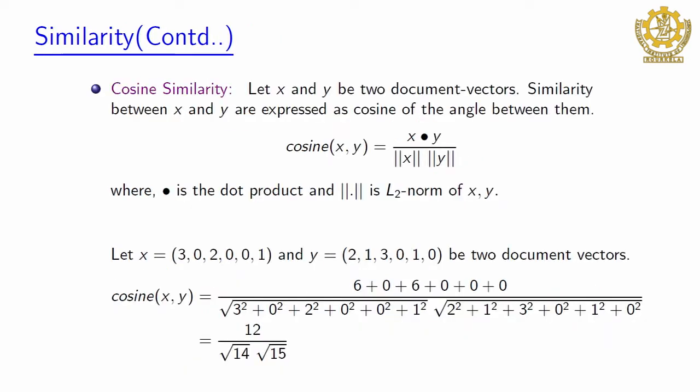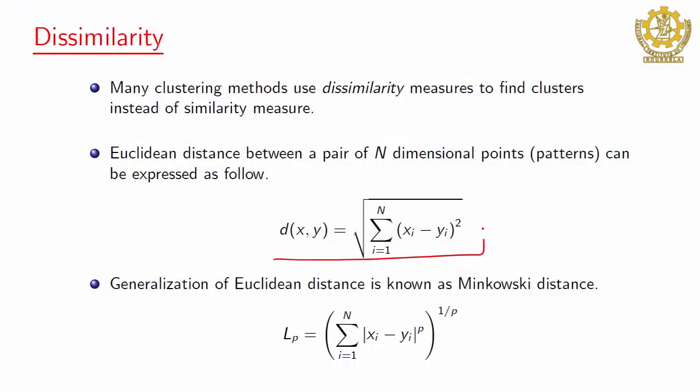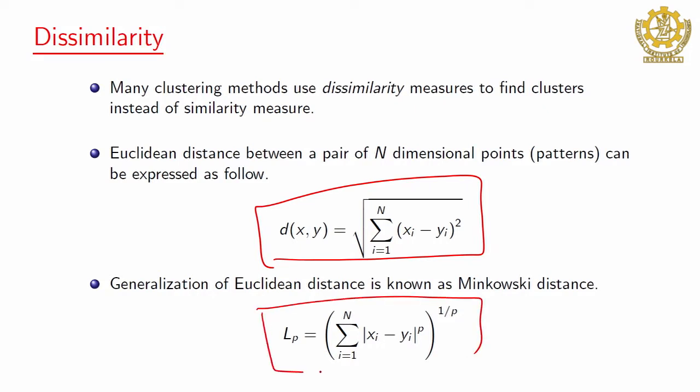Similarly, we studied the cosine similarity. Suppose you have the objects x and y, how do you compute the similarity between two documents? We computed the cosine similarity. Not only that, we also computed the dissimilarity. One example is the Euclidean distance. Euclidean distance is a kind of dissimilarity measure, and this is the Euclidean distance. And this is something called the generalized Euclidean distance.